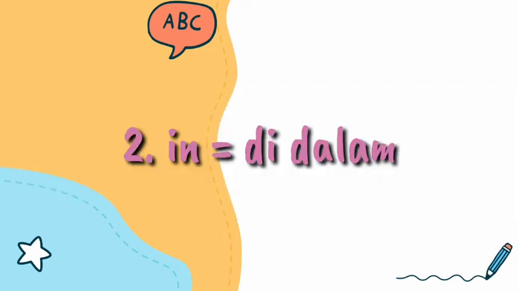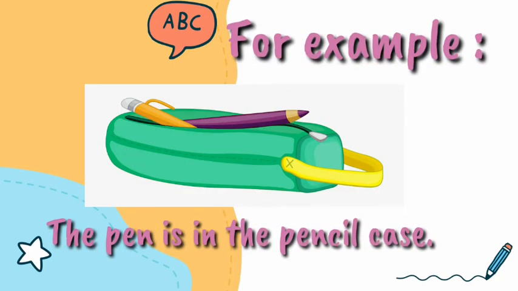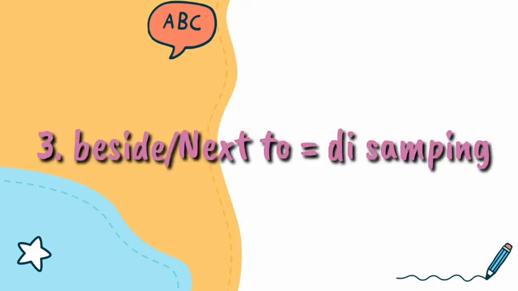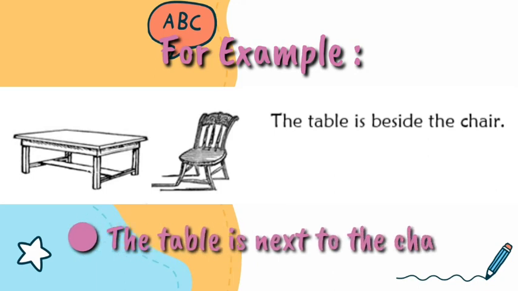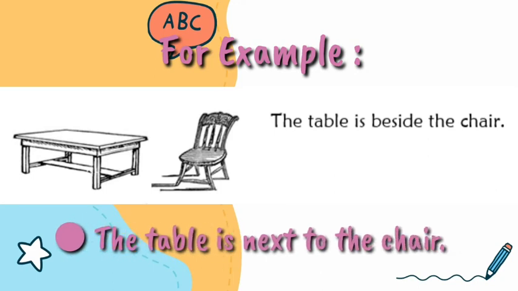The next preposition is in. So I will give you an example of this preposition. The pen is in the pencil case, yang artinya pulpen ada di dalam kotak pensil. The third is beside or next to. Here is the example of beside and next to. The table is beside the chair, or the table is next to the chair.